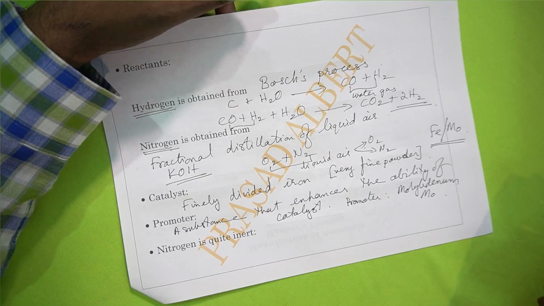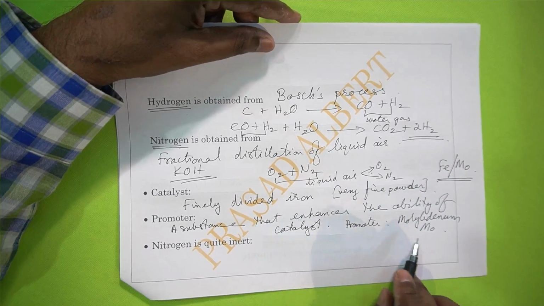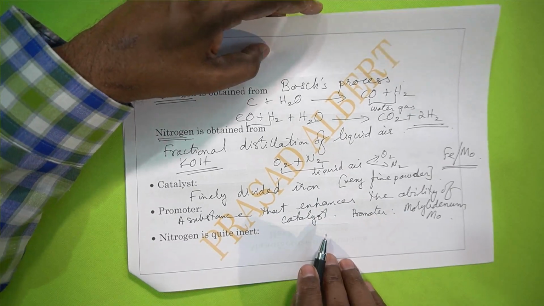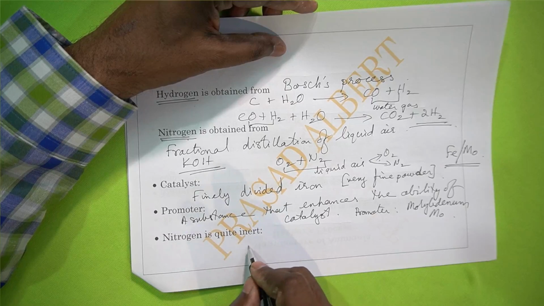A catalyst is a substance that alters the rate of reaction. Here it is a positive catalyst. It increases the rate of the reaction, right? Now the whole reason why do we need all that? Because nitrogen is inert in nature.